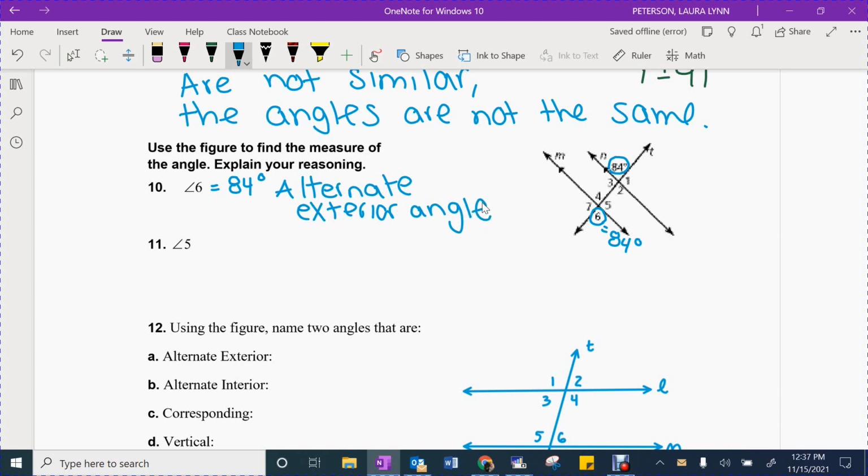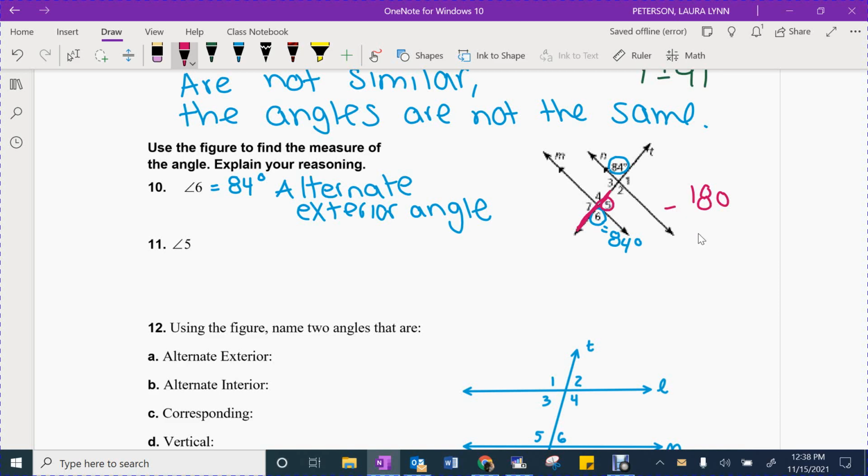Well, now let's use angle 6, the one we just found. Let's see if we can get to angle 5. I notice that angle 5 and 6 are right next to each other. They're neighbors, and they're on the same straight line. When they're on the same straight line like this, they are called supplementary. What is supplementary? It means they add to 180.